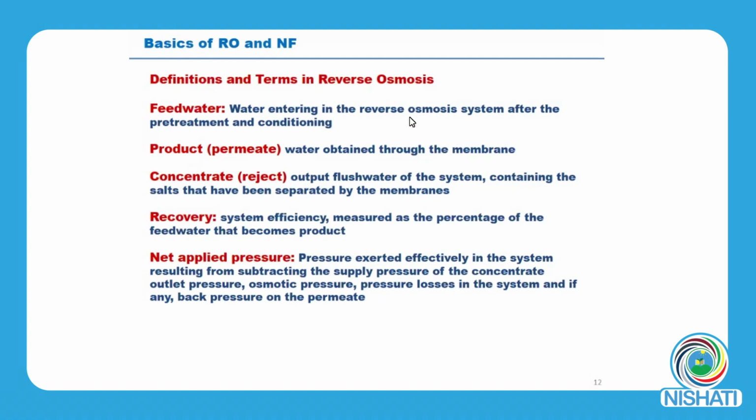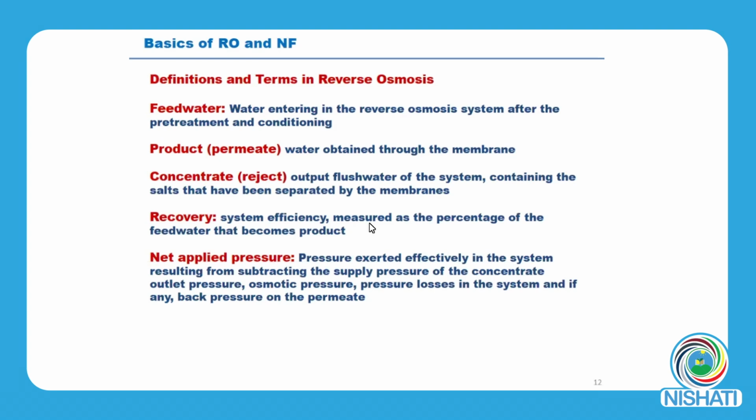Feed water. Some important definitions in reverse osmosis and nanofiltration. The feed water is the water entering the reverse osmosis system, the desalination system, after pretreatment. It's the water that we need to treat. The product or the permeate is the water obtained through the membrane, the water that can pass through the membrane. The concentrate is the water that is rejected, containing most of the salts separated by the membranes.